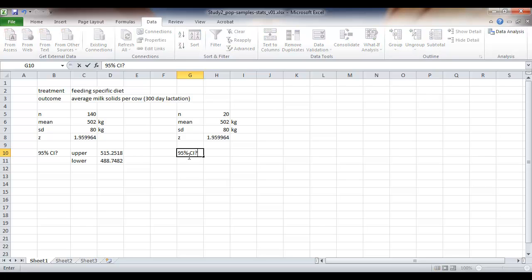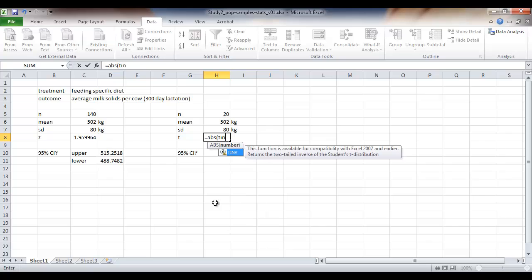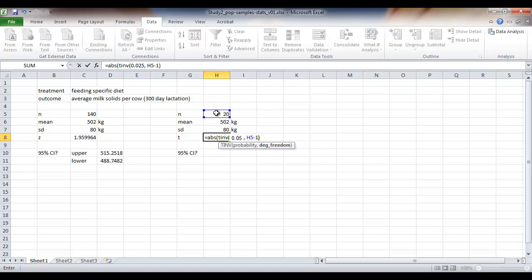Now, because n is reduced, we can no longer use the z value, and therefore we need to go back to our t distribution, look at how to get the value of t that's appropriate for a 95% confidence interval. The formula for that in Excel is the absolute value of the t inverse function with 0.05 and the number in your sample minus 1. That's your degrees of freedom. We've now got our value of t. Then we can calculate our confidence interval.